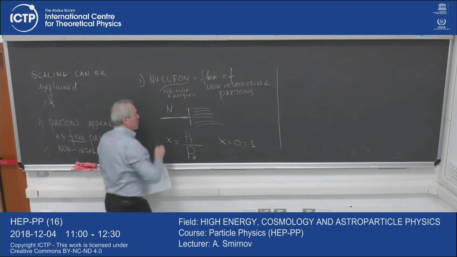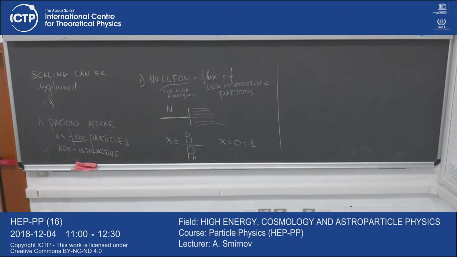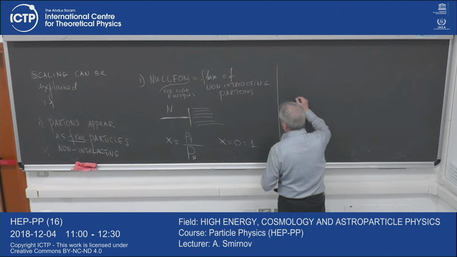So which means that you can always go, if the energy of the particle you use, electron or neutrino or muon, is high enough, to the system where the proton moves with high enough velocity. And then you can have this picture for this proton and for scattering. So what happens is the following.